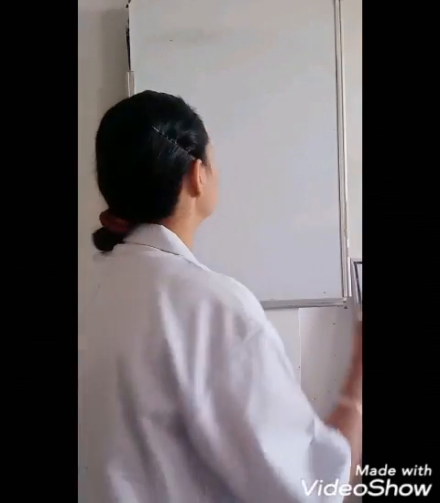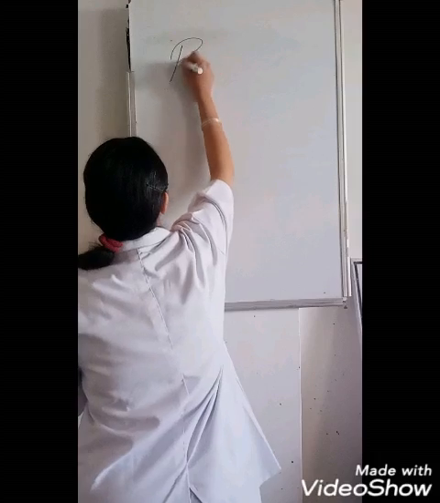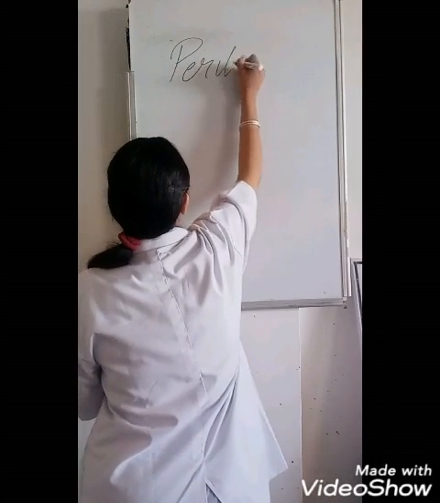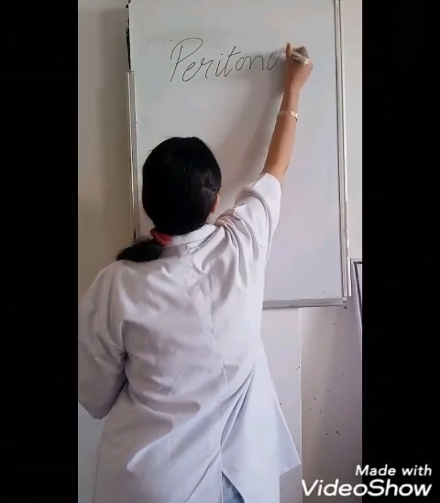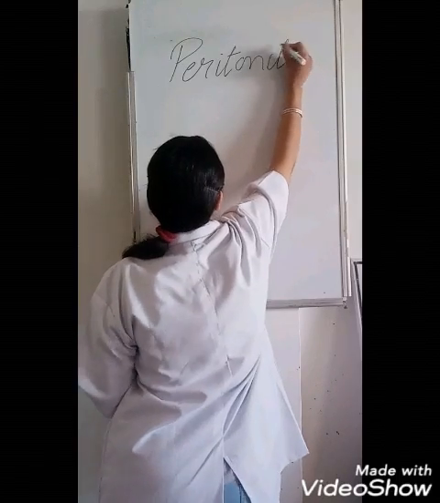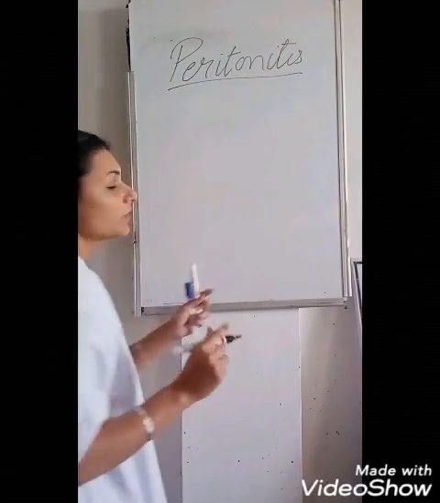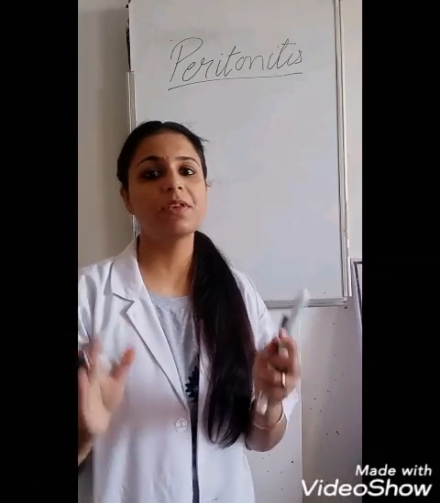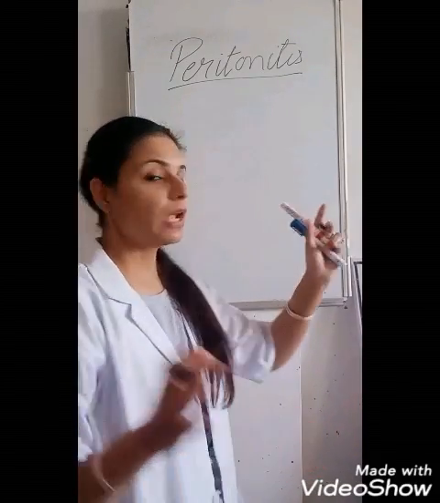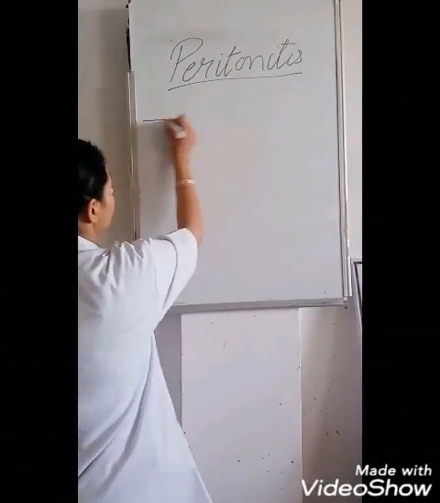Welcome you all, and today we will discuss peritonitis. Peritonitis is what? It is an inflammation of the peritoneum. So the inflammation of the peritoneum is called peritonitis. Now it can be primary and secondary.